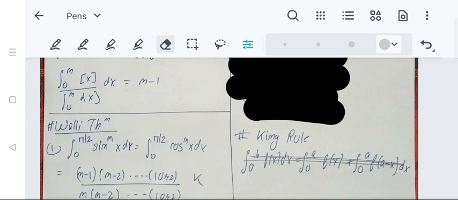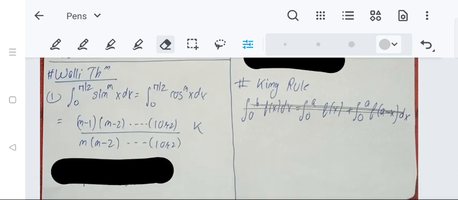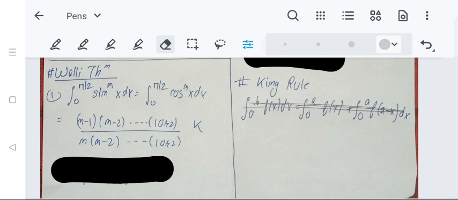Then Wallis theorem. This is the most important theorem in this chapter. It says that the integration from 0 to 2 pi of sine raised to the power n x, or the integration of 0 to pi by 2 of cos raised to the power n dx, then its integration is just n minus 1, n minus 3, and so on.